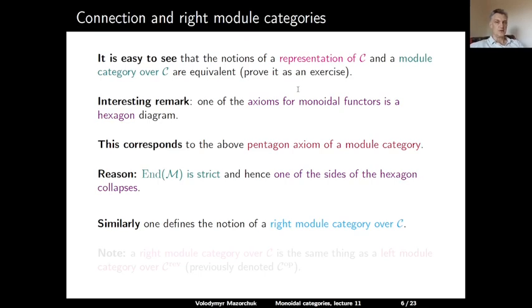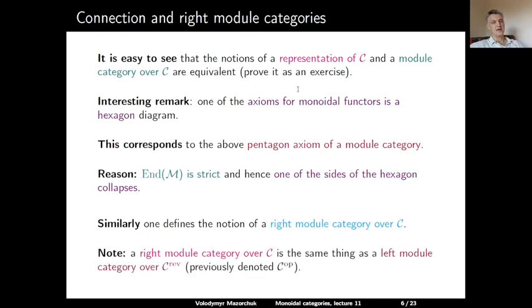So this defines the notion of a left module category. Similarly, one defines the notion of a right module category over C. And a right module category over C is exactly the same thing as a left module category over the category C reversed. So this is a category which was previously denoted by C op. This is the same category as C, but the order of the factors in the tensor product is swapped.